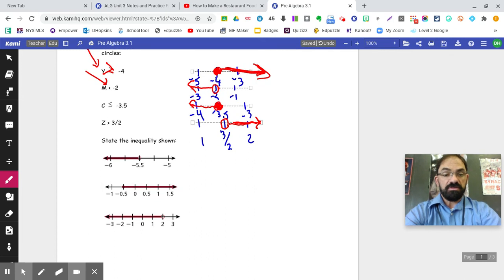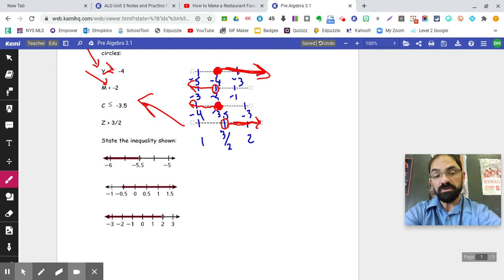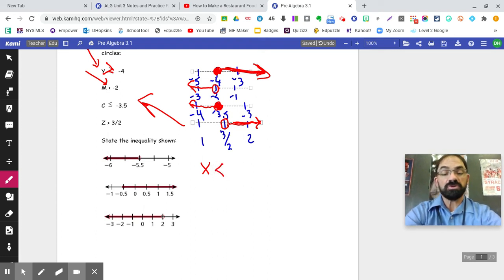Perfect. This next section, state the inequality shown. So I just want to work backwards. I'm going to take from the graph and write the inequalities. First of all, I can always start with x. That is an open circle on negative 5.5, shaded to the left. So it's only less than, and then negative 5.5.